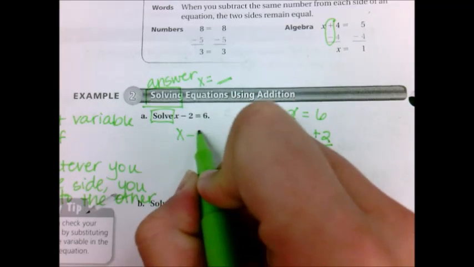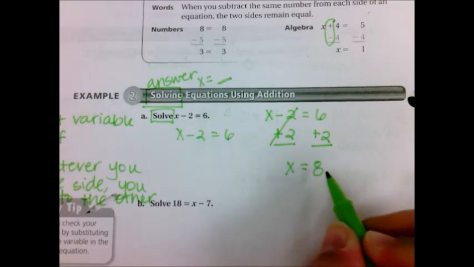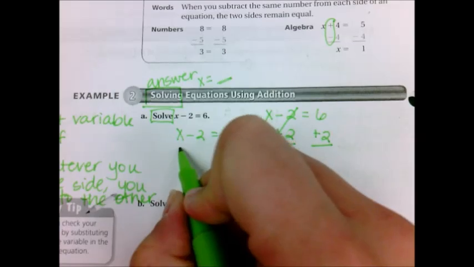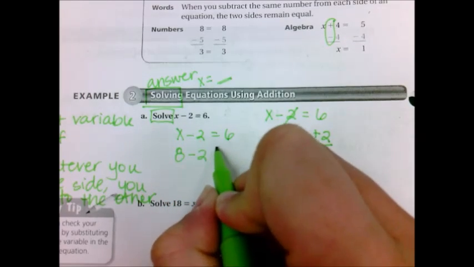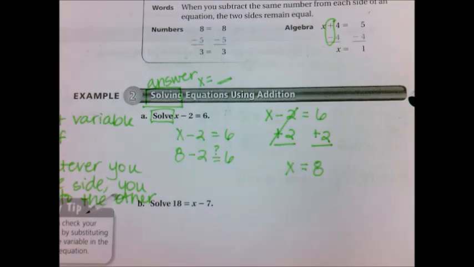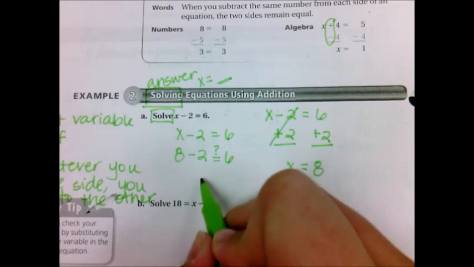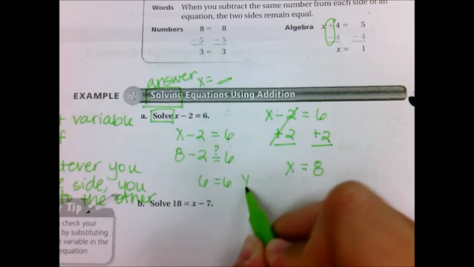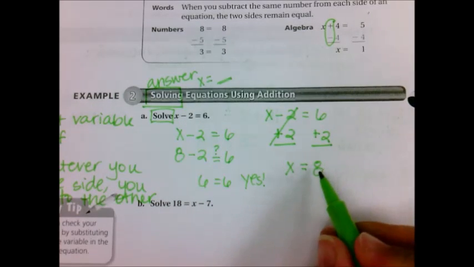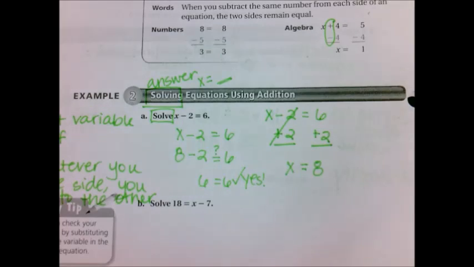So x minus 2 equals 6. Rewrite. So I'll plug in 8. 8 minus 2. Does it equal 6? 8 minus 2 is 6. So yes, it's a solution. That's a great way for students to know whether they're getting these correct or not.